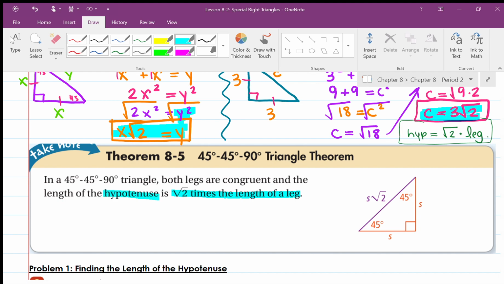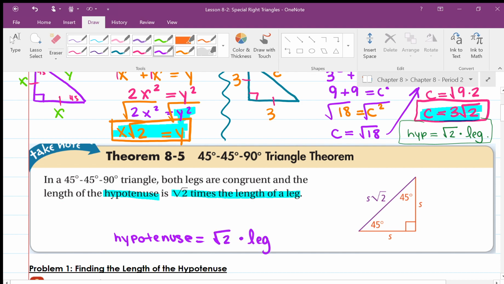Okay, so you need to remember this formula for this 45, 45, 90 triangle. Your hypotenuse is always going to be equal to the square root of 2 times whatever value your leg is, okay? And you'll see that notated in your diagram to the right. Your hypotenuse is always equal to the leg, which in this case is S, times the square root of 2, okay? And we'll see that in the following problem.